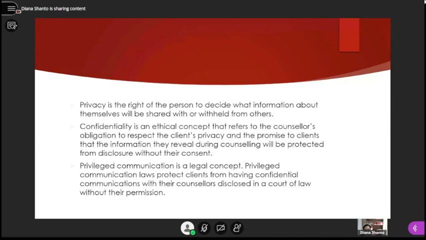Donc, confidentiality, et puis il y a privilege communication. This is a legal concept. Privilege communication laws protect clients from having a confidential communication with their counselors, therapists, social workers disclosed in a court of law without their permission.